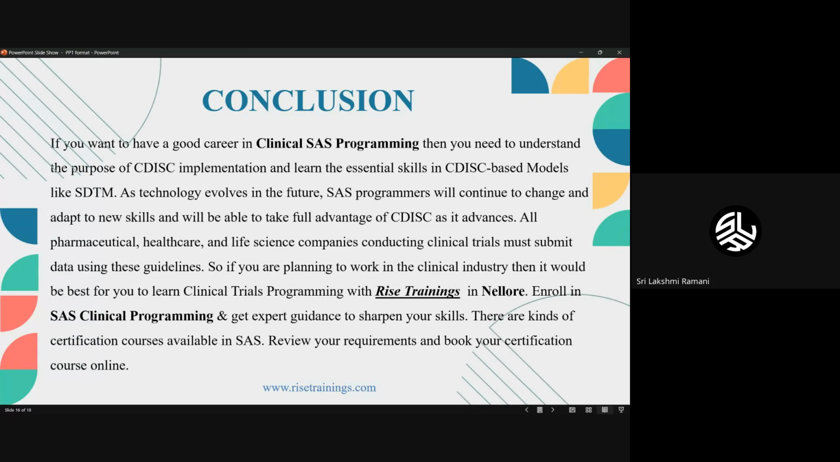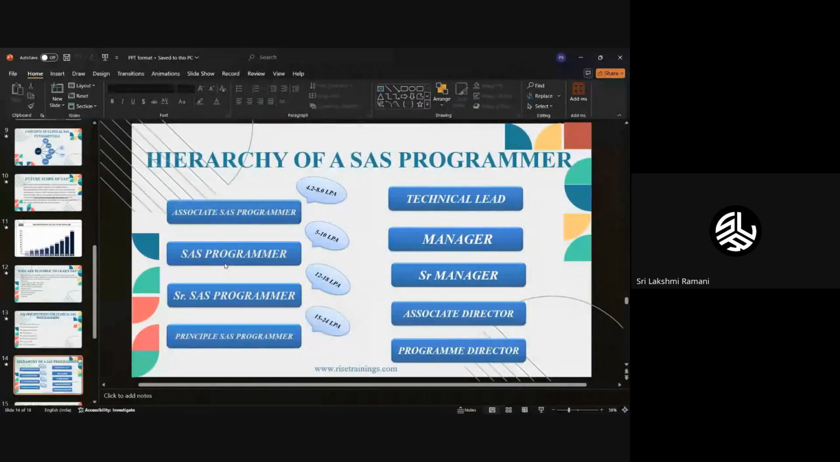If you are planning to work in the clinical industry in the IT field, it would be best for you to learn clinical trial programming, clinical SAS programming, with RISE Trainings, which is in Nellore. Enroll in clinical SAS programming, gain expertise, and sharpen your skills. After course completion, you will get a certificate, and we will review your requirements. We will provide the notes and everything.